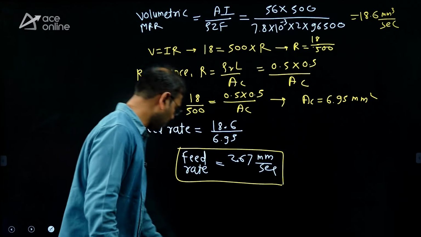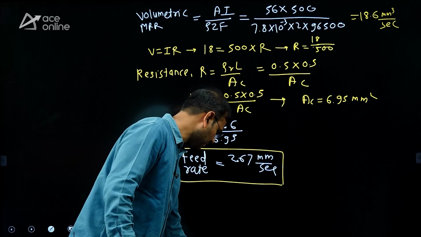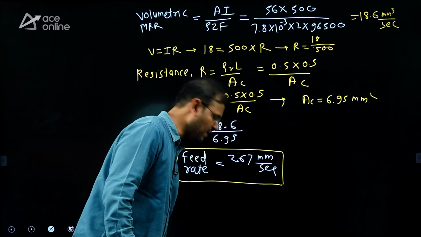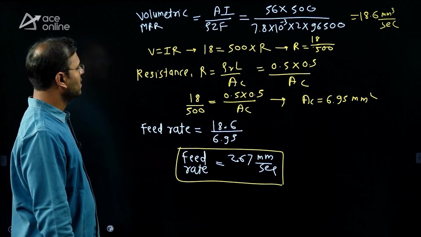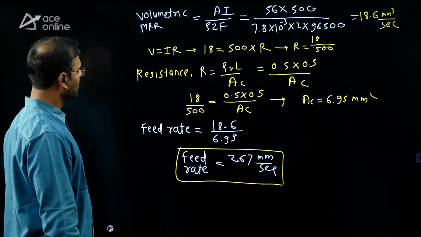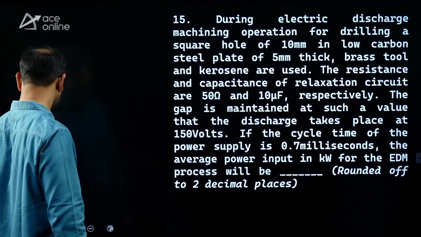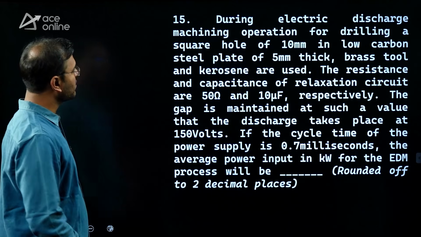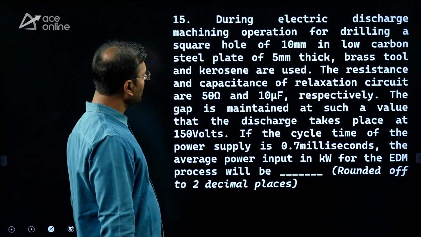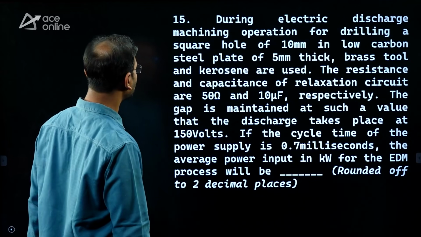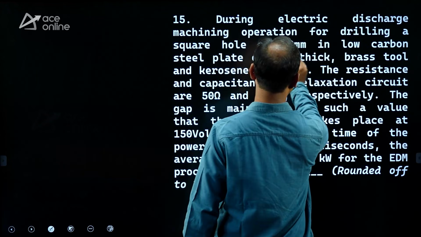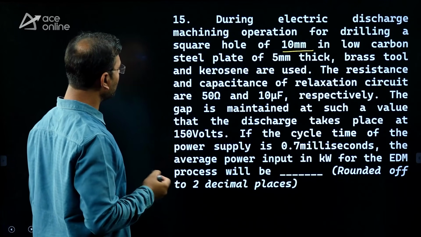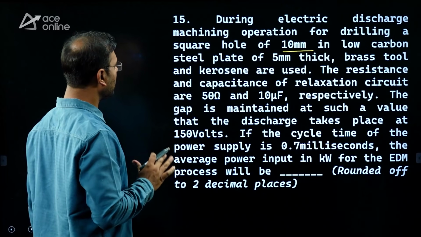Okay, I think only one question is remaining for us. Only one question, you complete this question. Yes, now see the last question here. Classroom practice question 15. This is today's session last question. During electric discharge machining operation for drilling a square hole of 10 millimeter in a low carbon steel plate of 5 millimeter thick, we have to produce the square hole in a steel plate of 5 millimeter thick.